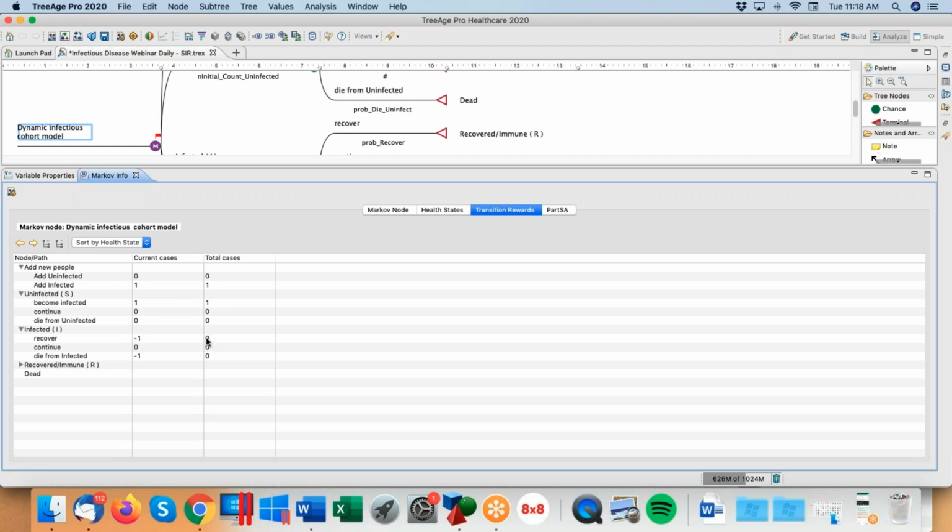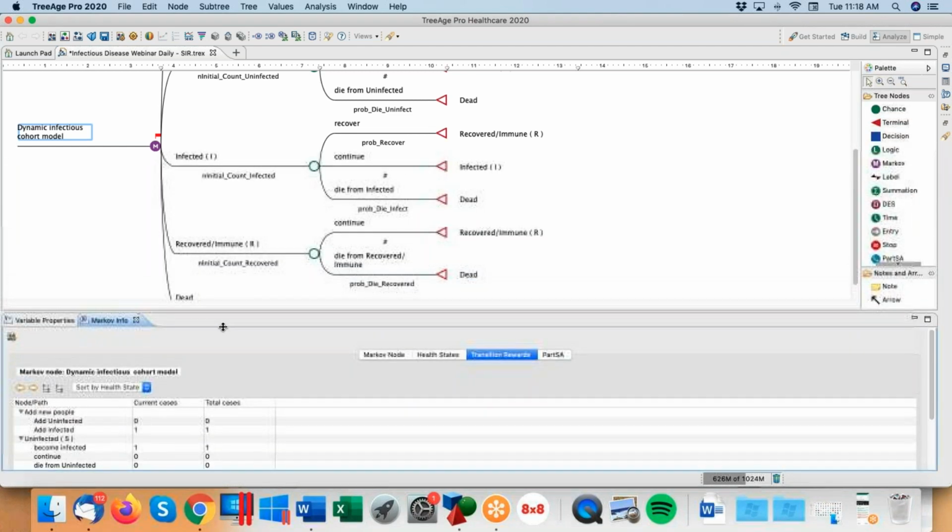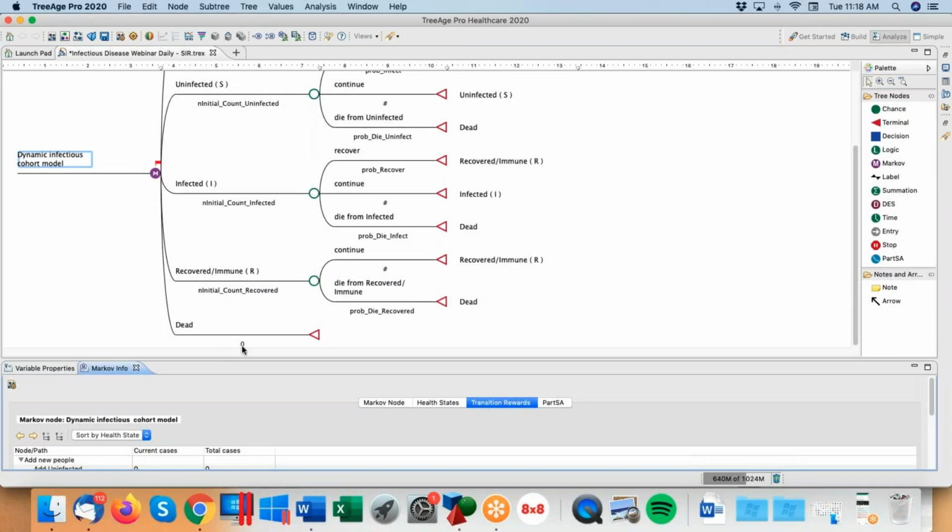So I just wanted to show you how those were being counted before I run the model. And now it's time to run the model. So I'm going to go to the Markov info view, and I'm going to run the Markov cohort extended analysis, which is this one.